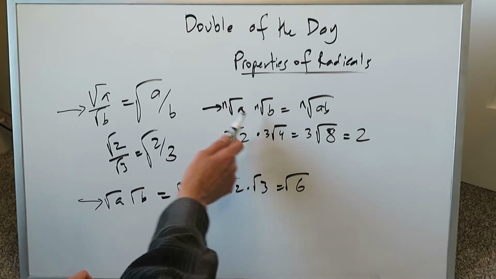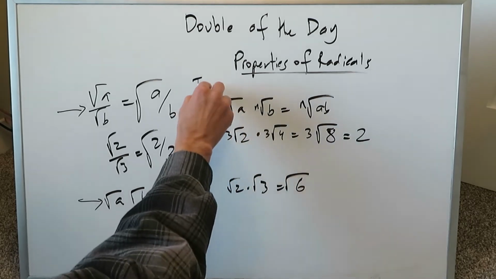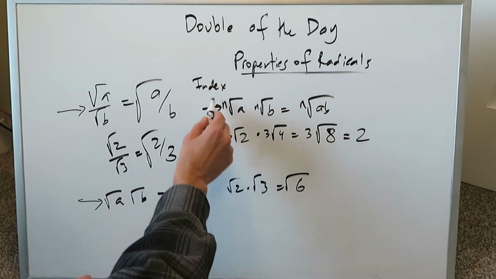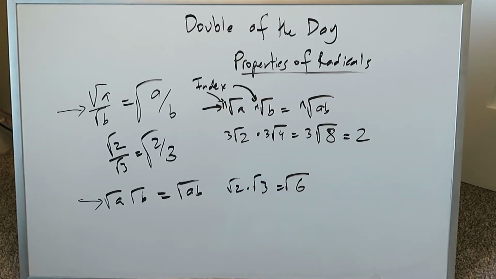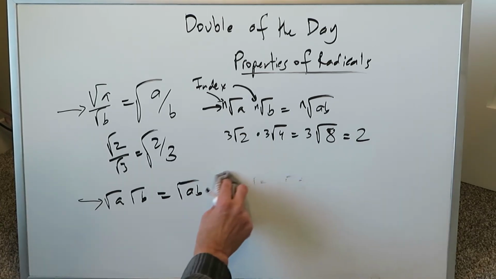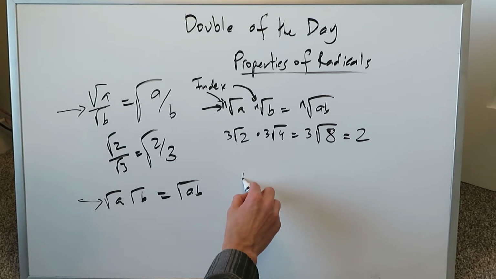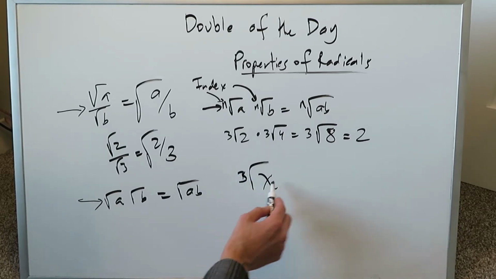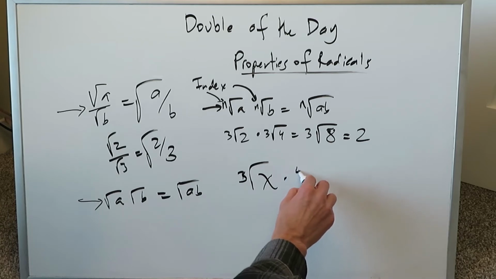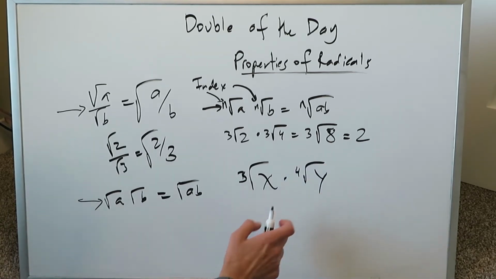With regards to this property, these values n are called the index of the radical. If these index values are similar, you can combine them, and when you're looking at variables, that property comes in quite handy. Let's use a proper variable here: cube root x, and you're multiplying that with the fourth root y. You've got two different indexes over here, so you can't really do the combination.